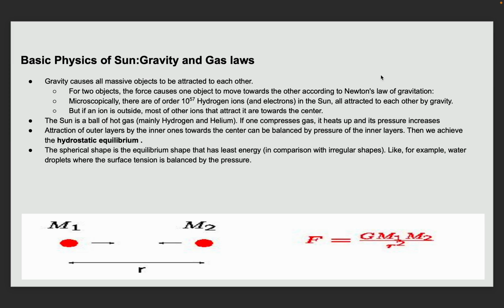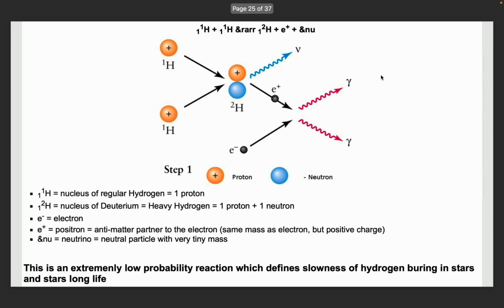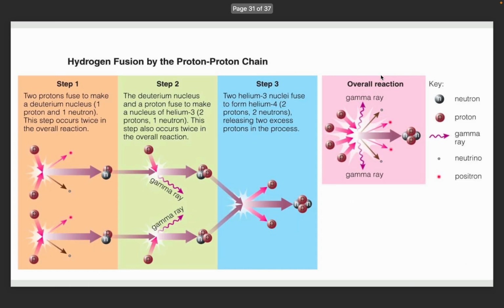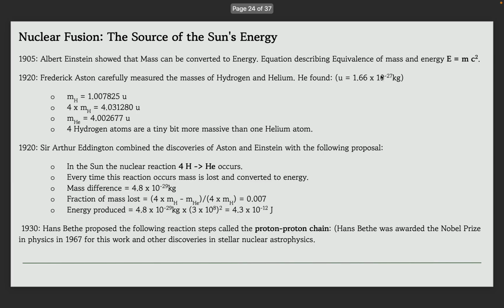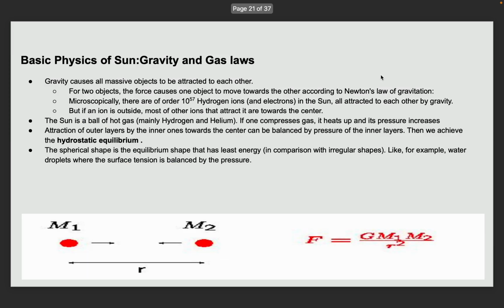So, what are the basic physics of the sun? Now we will learn about how the energy of the sun is generated. Gravity causes all massive objects to be attracted to each other, as we know. For two objects, the force that moves one object towards the other is given by Newton's law of gravitation. Macroscopically, one can say there are about 10^57 hydrogen ions in the sun. All are attracted to each other by gravity.